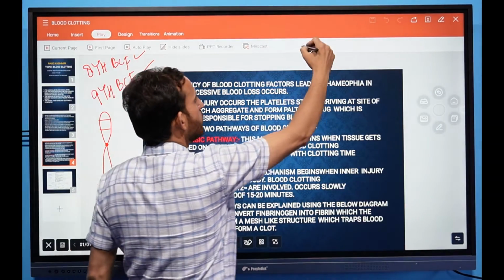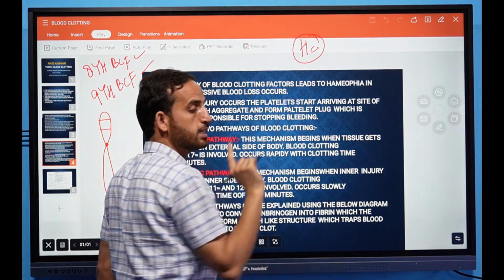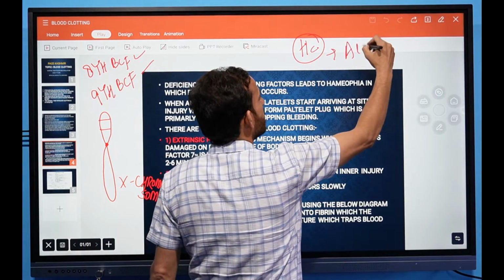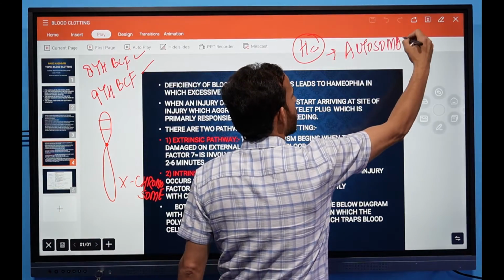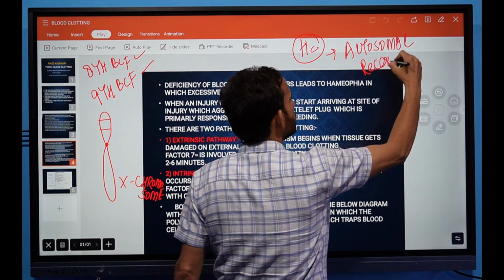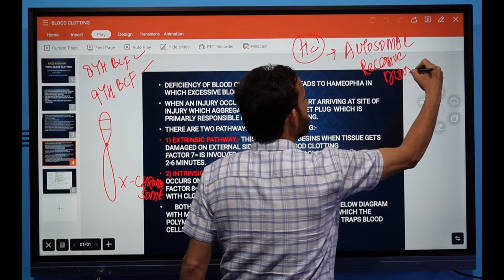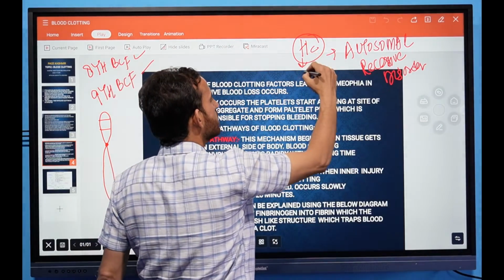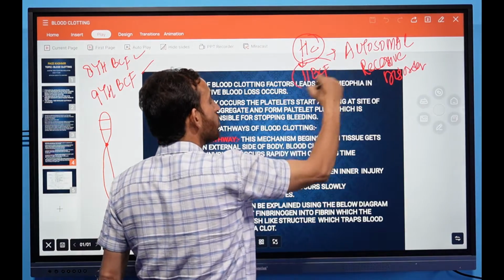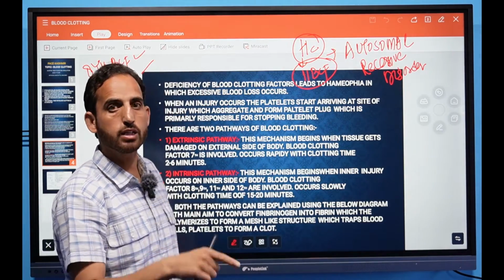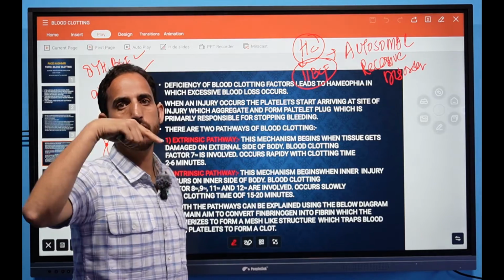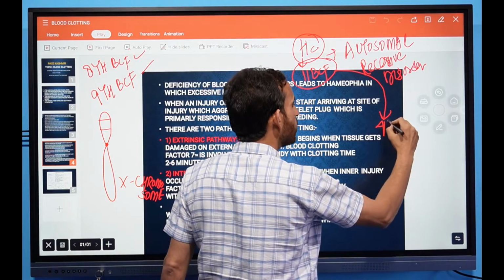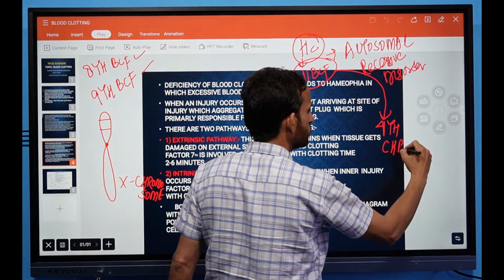As compared to that, hemophilia C is not a sex-linked recessive disorder, rather it is an autosomal recessive disorder. What does that mean? The gene responsible for making the 11th blood clotting factor is not located on the sex chromosomes, rather it is located on an autosomal chromosome, the 4th chromosome. So this is very important.